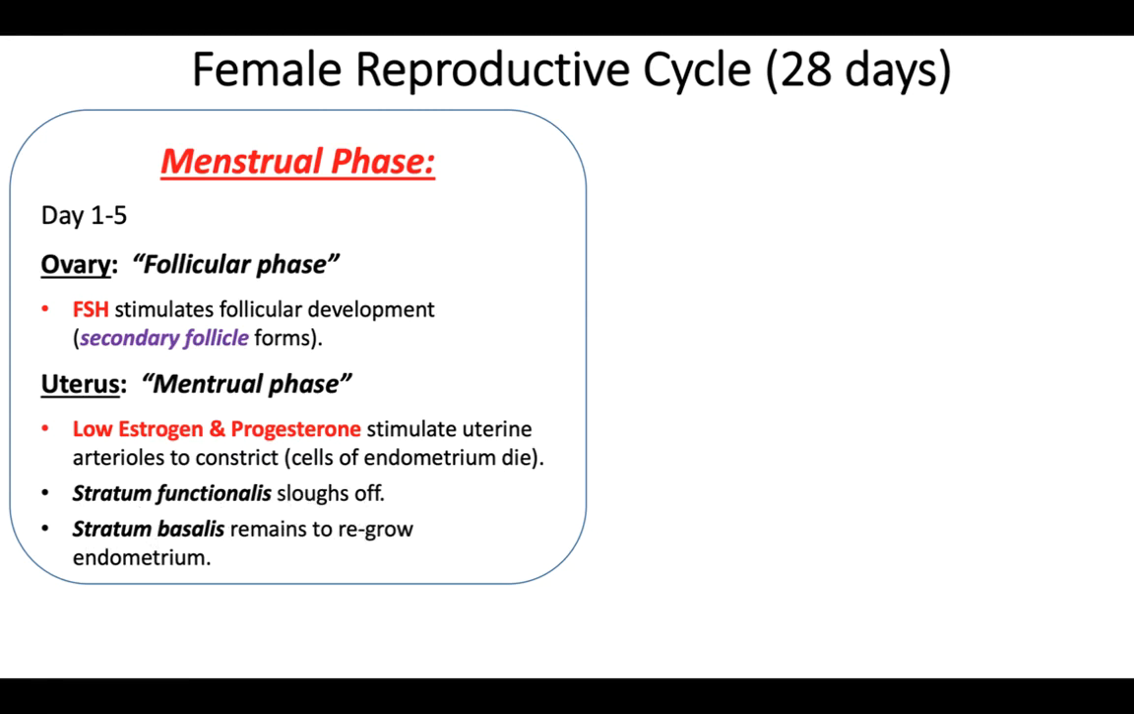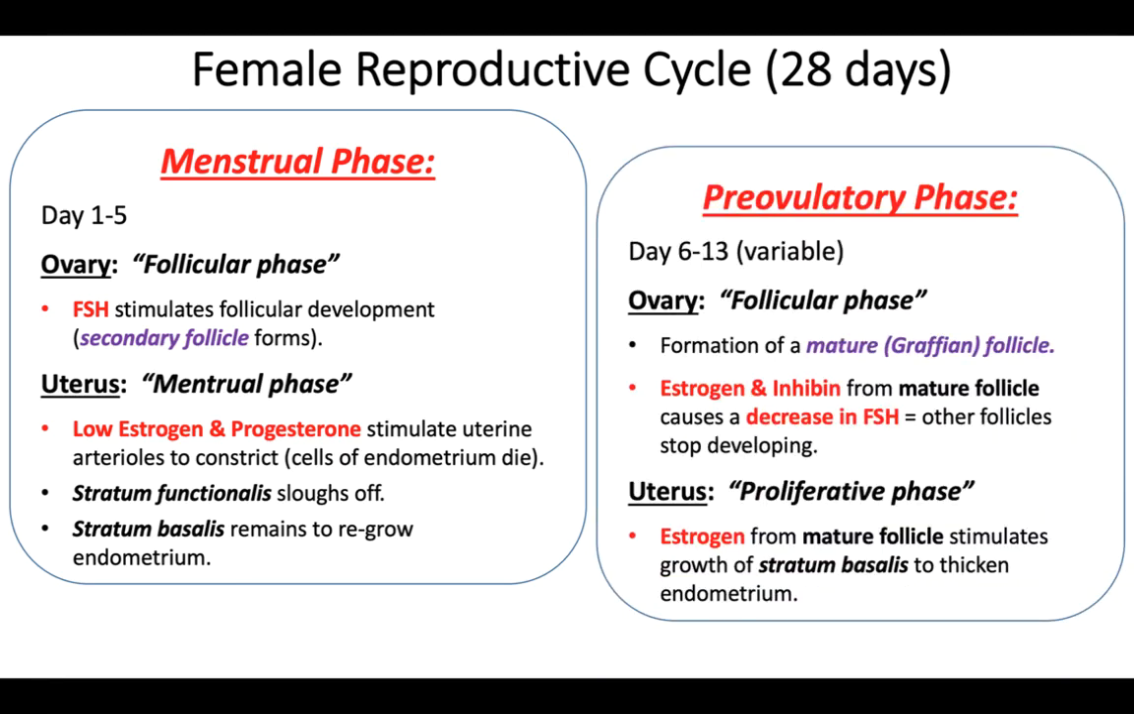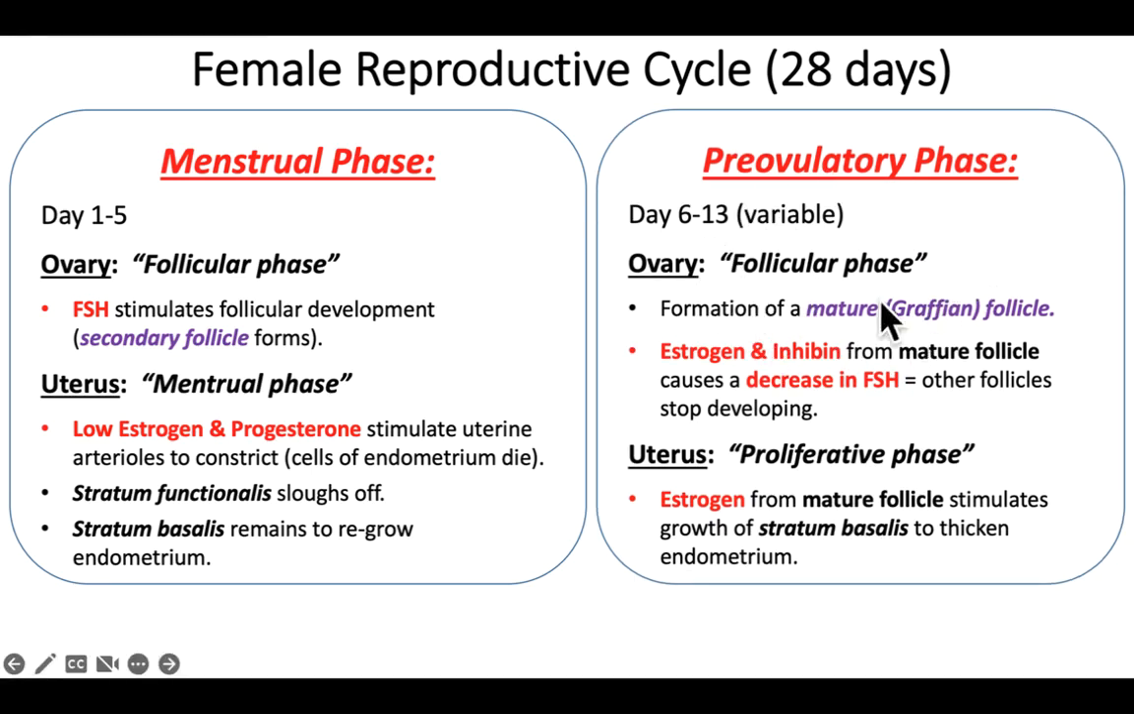Now, underneath it, there's another layer of the endometrium called the stratum basalis. It's going to stay because we have to reform the stratum functionalis. All right, so that's the first 5 days. The next week or so, day 6 to 13, we're still in the follicular phase in the ovary, but we've formed the mature follicle. The mature follicle, also called the Graafian follicle, is going to be the one to ovulate. That forms between day 5 and maybe day 10 or so. We have this mature follicle form.